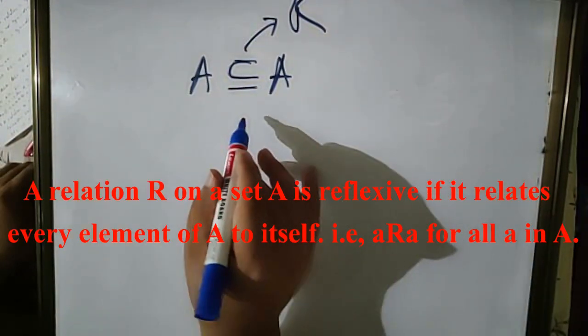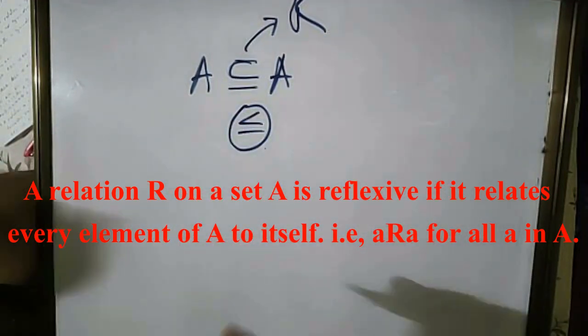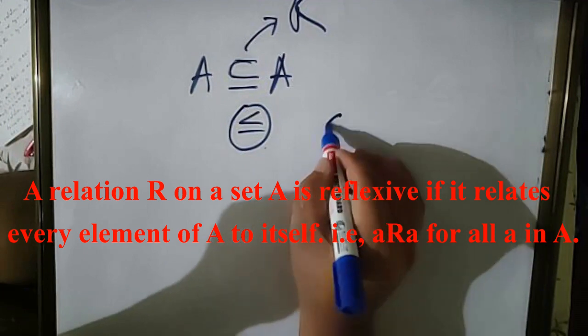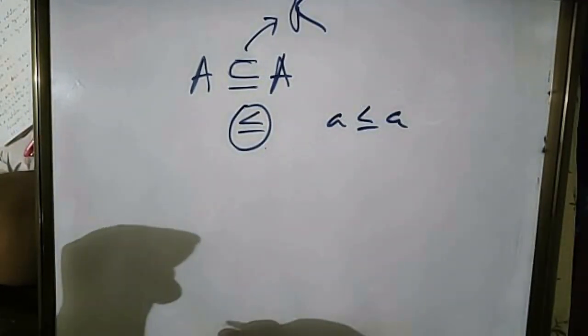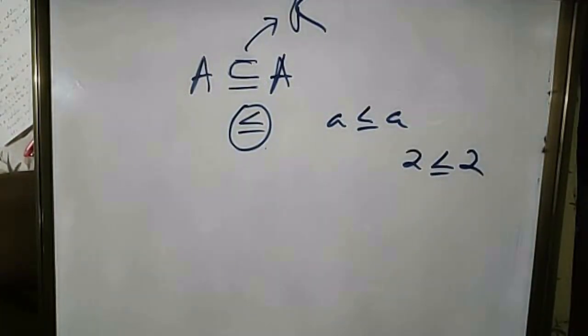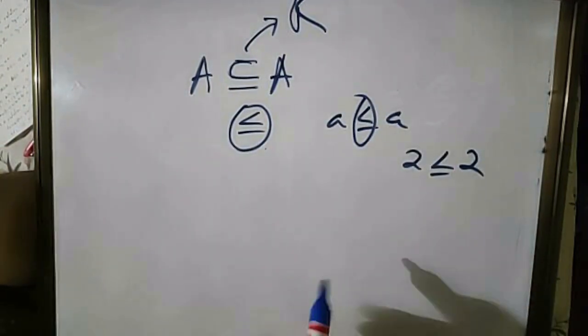Another example is the less than or equal to relation. The less than or equal to relation is also a reflexive relation because for any element A, we can write A is less than or equal to A. That means 2 is less than or equal to 2. We can write this. That's why this relation is a reflexive relation.